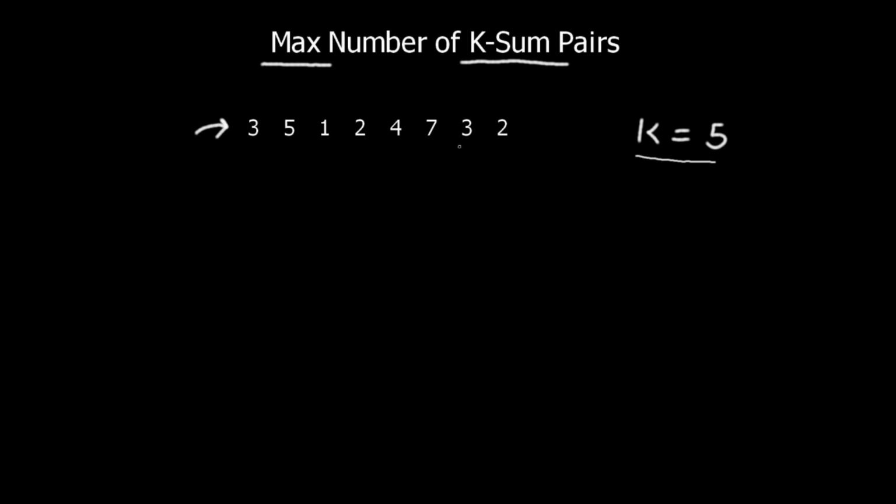For example, in this case I can choose this pair of 3 and 2, and when I delete it I am left with another pair which is this one, and one more pair which is this one. So there are a total of 3 pairs such that their sum is equal to k, that is 5. So the answer in this case is 3. So let us see how we can solve this problem.